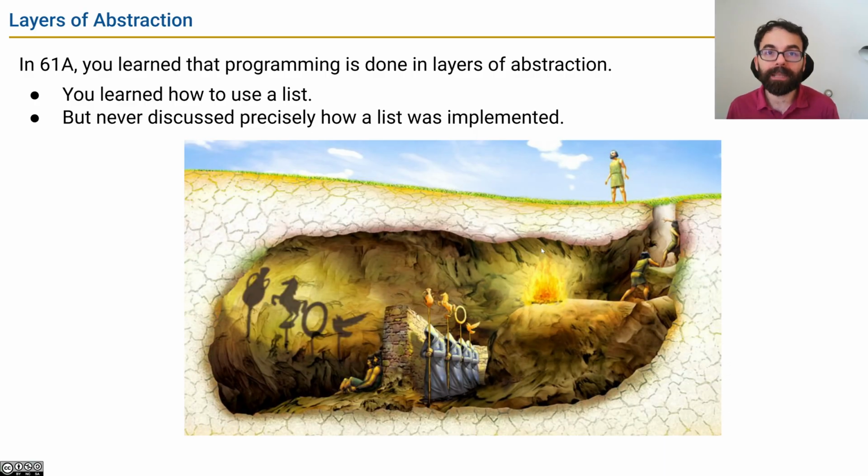So in 61B, we're going to start there. We're going to be thinking about the Python list and how it works. Okay, so what's this picture? This is a classic idea called Plato's allegory of the cave. I'm going to show this a few times in class.